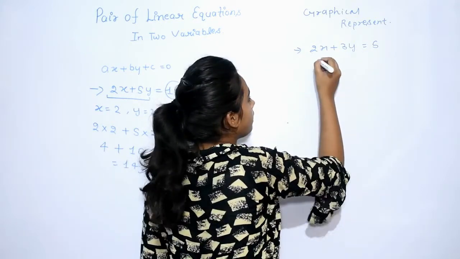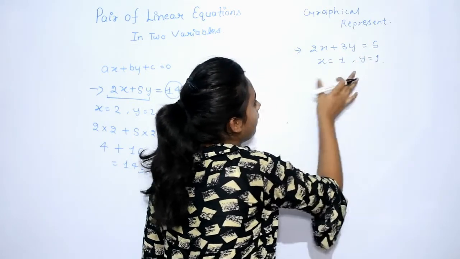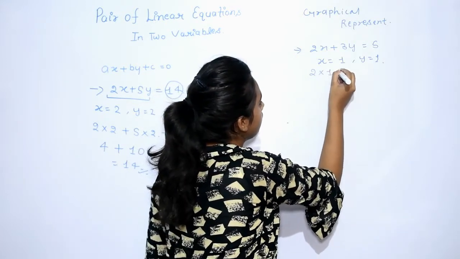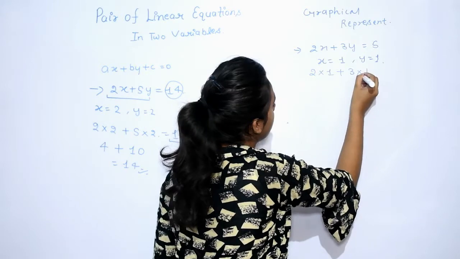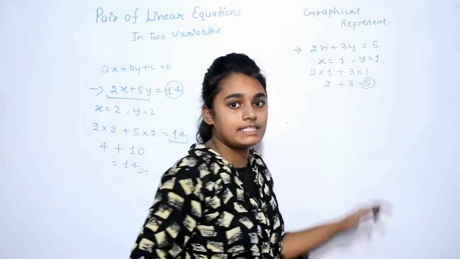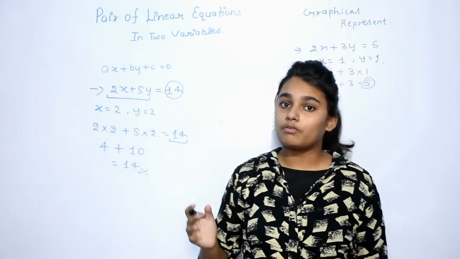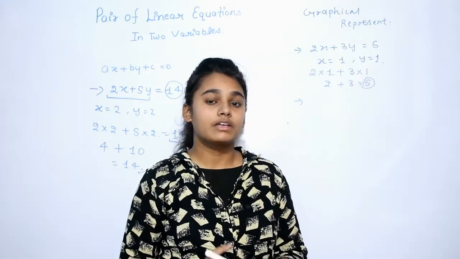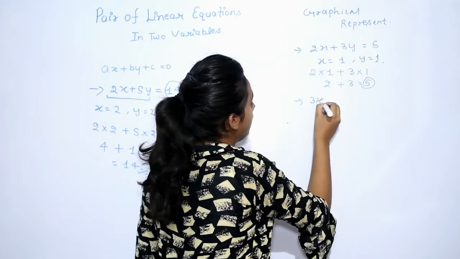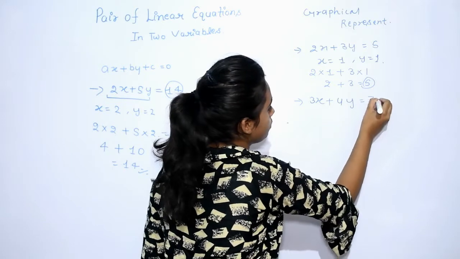Here I am putting the value of x as 1 and the value of y also as 1. By solving this, we can get 5. So I am solving this: 2 plus 3 is equal to 5. So we are getting our RHS part easily. Now, this is the lesson pair of linear equations in two variables, so we can get the pair in our question. Now, another example is 3x plus 4y equals 7.